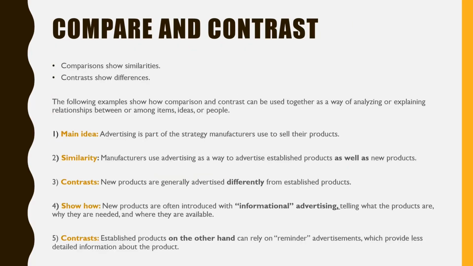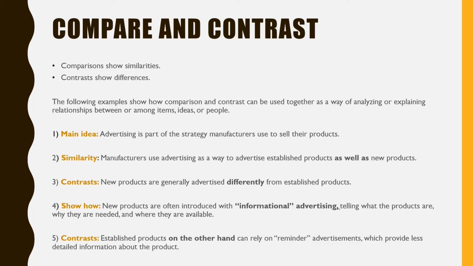Another way to understand what you're reading is to look for compare and contrast. Comparisons show similarities, contrasts show differences. The following examples show how comparison and contrast can be used together as a way of analyzing or explaining relationships between or among items, ideas, or people.